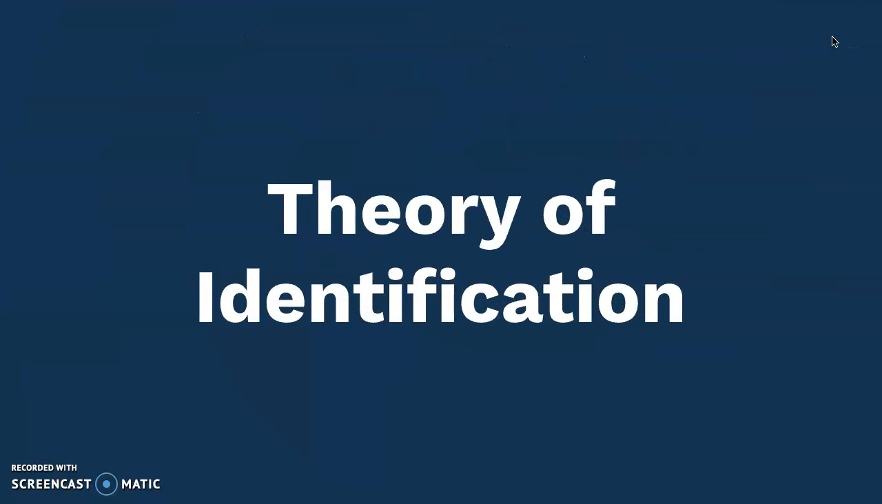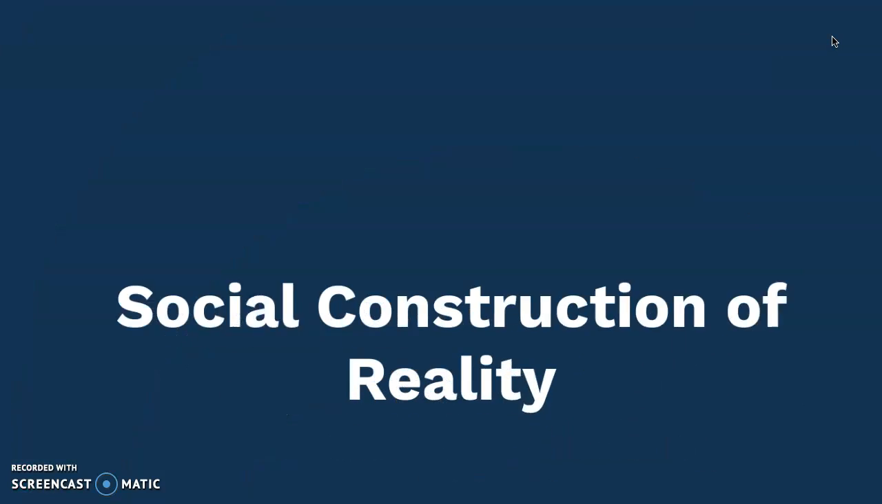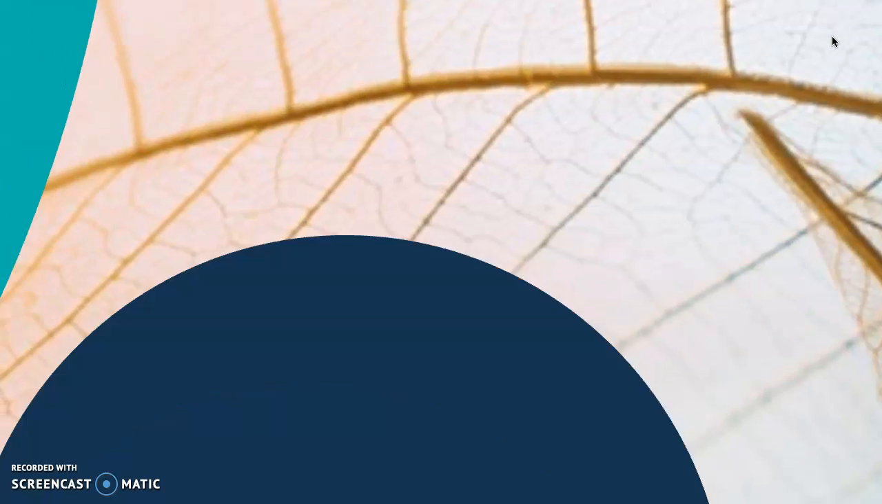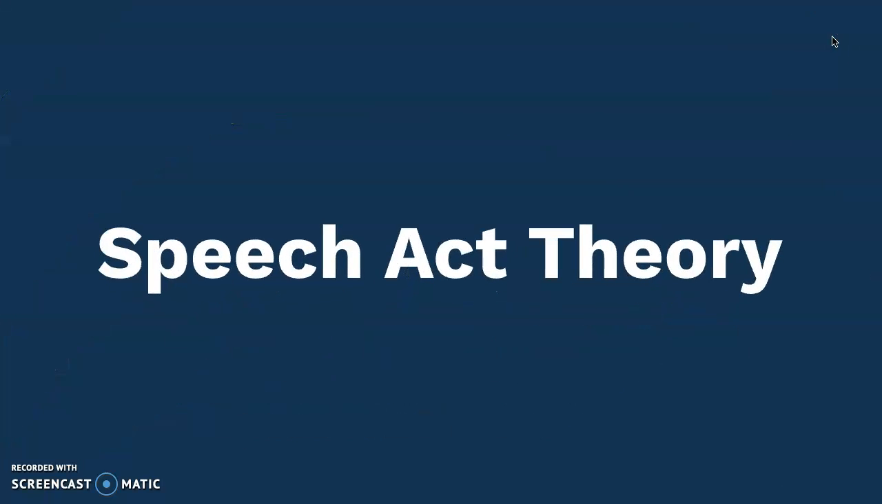The first one is the theory of identification. The next one is the social construction of reality. In this theory, each group and community and culture develops their own understandings of the world, and it's usually based off of the signs and symbols that they collectively agree upon to mean certain things. And the next one is the speech act theory.